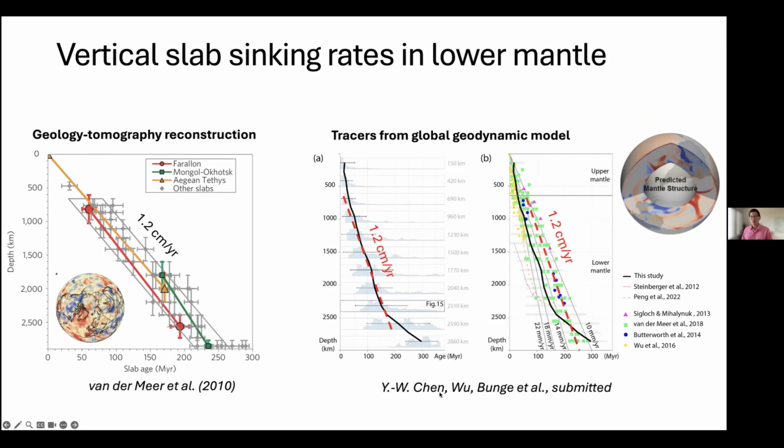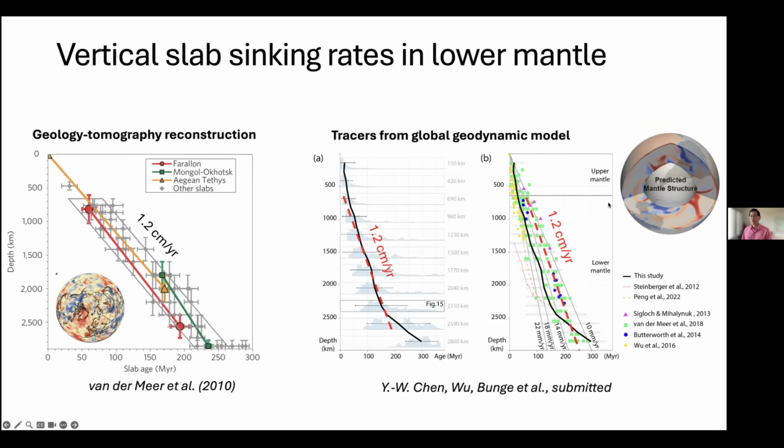And then this is recent work from Yiwei Chen, who's a postdoc in Munich with Hans-Peter Bunge. Here we can see that if we run a global geodynamic model, we can also generally reproduce a 1.2 centimeter a year sinking rate. This is depth again and age. And here you can see it using tracers, and it finds a distribution of sinking rates, but generally it falls within 1.2 centimeters a year.